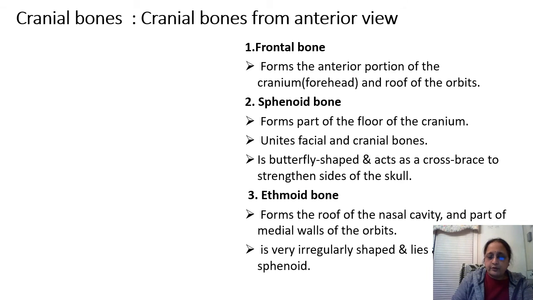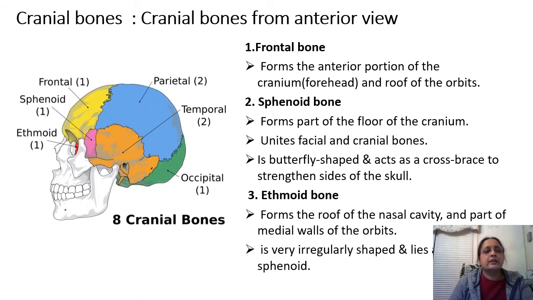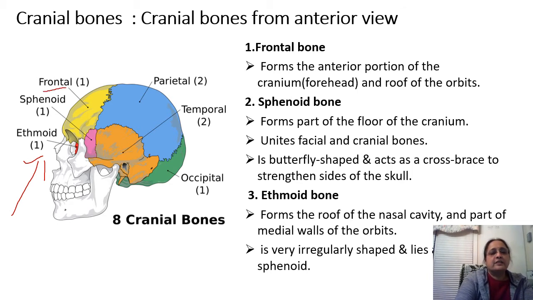So if you happen to see the first one, that is cranial bones, how they are being aligned. As we see from the anterior view, you will be seeing 3 different bones. All of them are single bones. That is, one is frontal, one is sphenoid, and one is ethmoid.